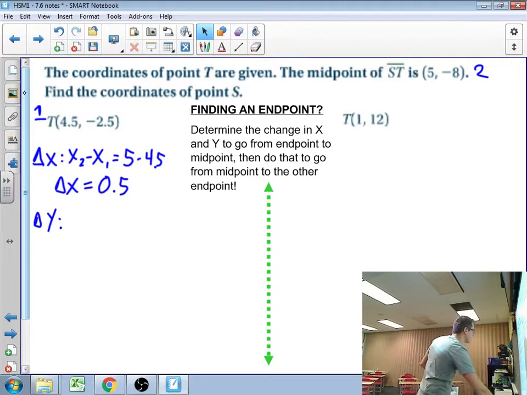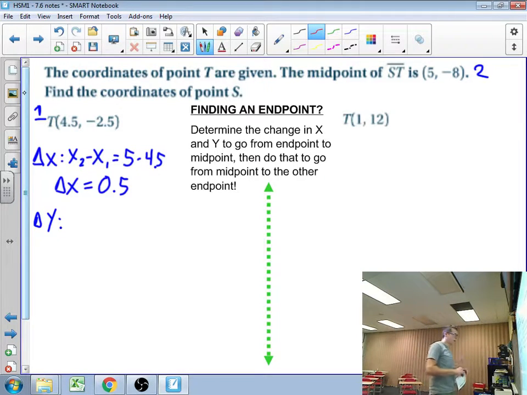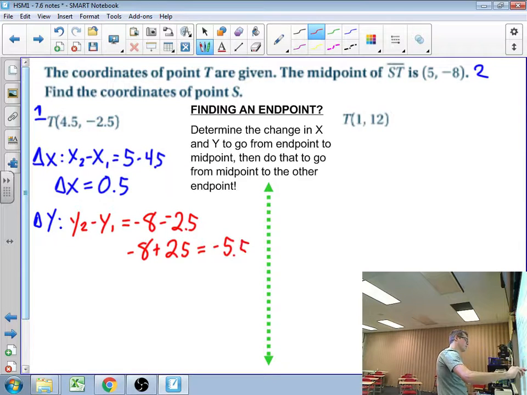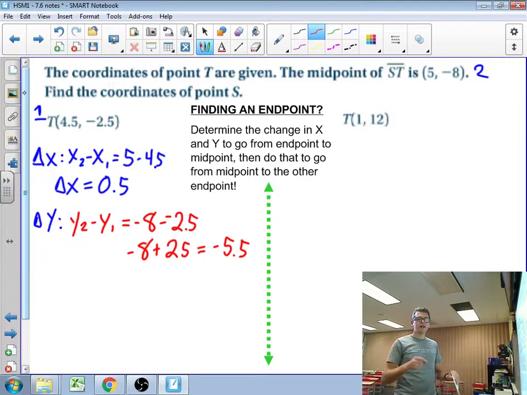Now my delta y. We do our y2 minus our y1, and that y2 was originally -8, and our y1 is -2.5, and that actually becomes plus a positive, so this is really -8 plus 2.5, which comes out to be -5.5. So we now have our delta x and our delta y. All we have to do is apply that to the midpoint to move on to my endpoint.